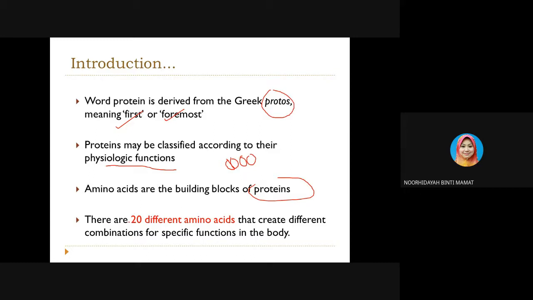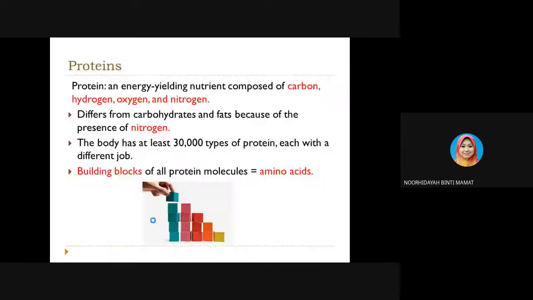There are 20 different amino acids that create different combinations for specific functions in the body. For example, we have tyrosine, which produces hormones such as adrenaline. We also have the skin pigment melanin. So they have different functions due to the different structures and combinations of amino acids, right?